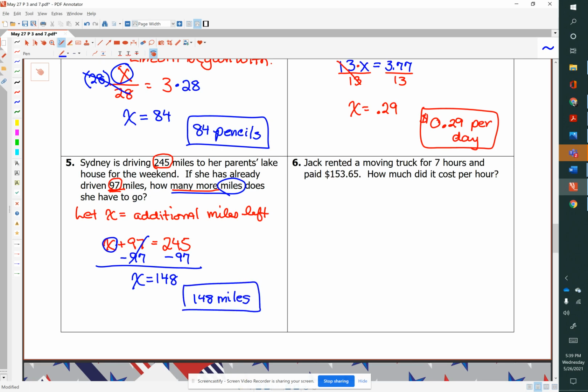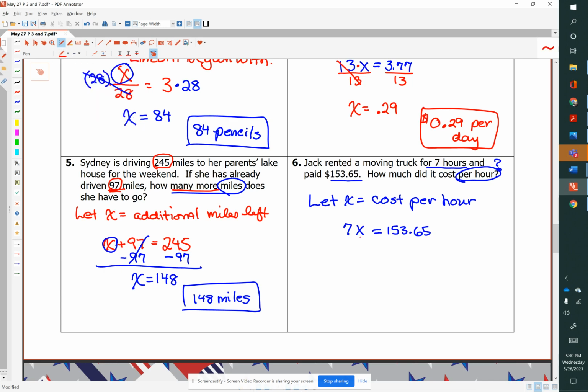And then finally, we have Jack, who rented a moving truck for 7 hours and paid $153.65. How much did it cost per hour? So the per hour charge is the amount that we're asking about. So we will let X equal the cost per hour. So we can say he rented it for 7 hours. We don't know how much it costs. So 7 times something equals $153.65.